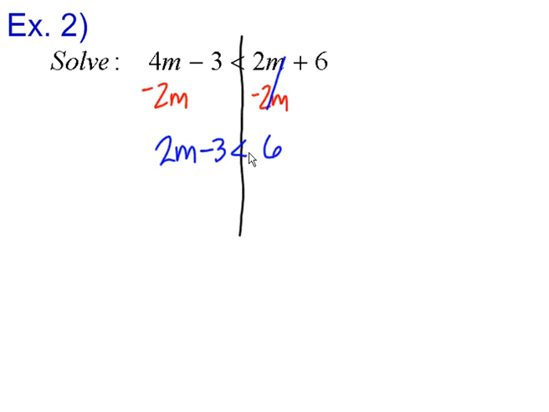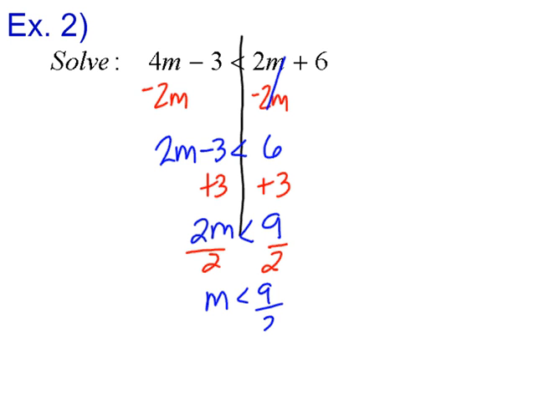And again, two-step process at this point. We're going to add 3 to both sides. That leaves us 2m is less than 6 plus 3 is 9. And then we're going to divide both sides by 2. And yes, we got a fraction. m is less than 9 over 2. And we're okay with fractions, because if we plug the fraction in and it works in our solution, then that's right. For those of you who struggle a little bit with fractions, we'll talk when I get back.